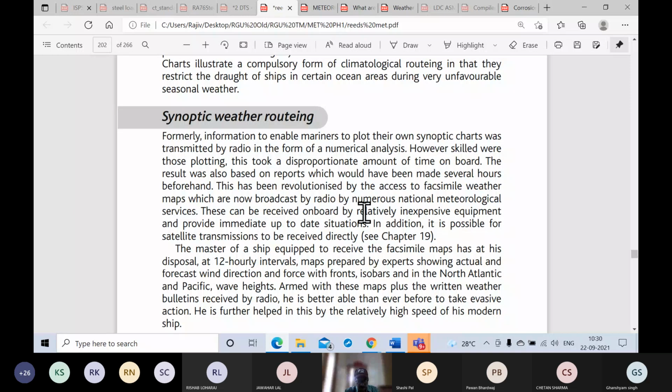So synoptic weather routing is used at best at present. Climatological is a long-term thing. Synoptic is as it is appearing now. While you are considering the available weather maps that have been broadcast to ships, or that you have received on board by using a weather fax machine, then it is possible to use synoptic weather routing.